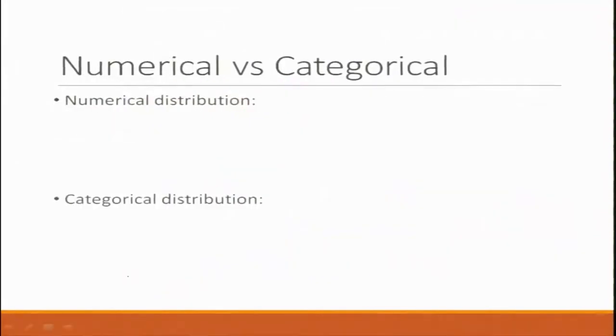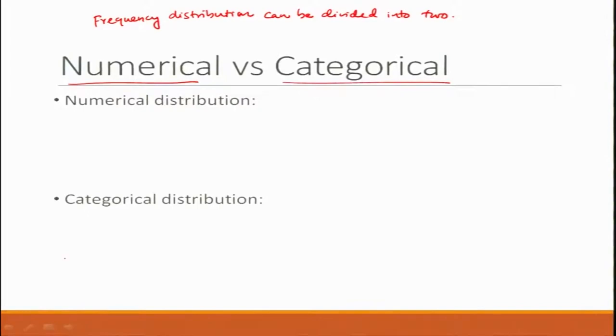So the frequency distribution can be divided into two. Number one is the numerical, the other one is the categorical. So what is the numerical distribution? A numerical distribution is a frequency distribution where data are grouped according to size.